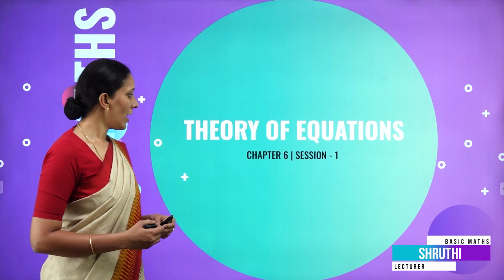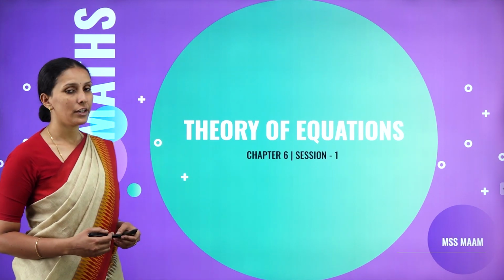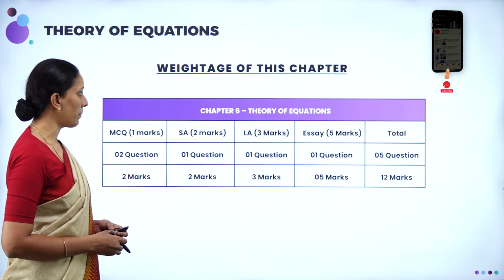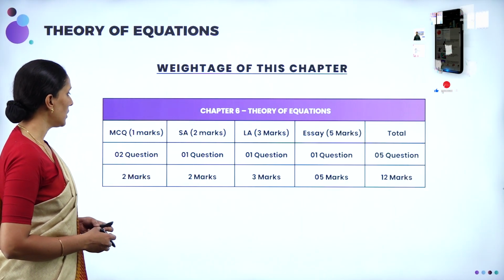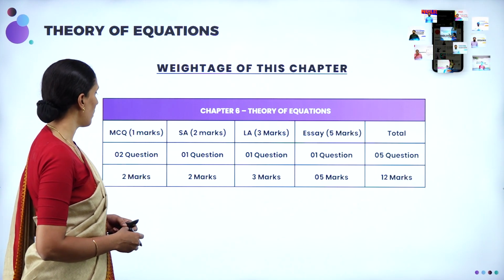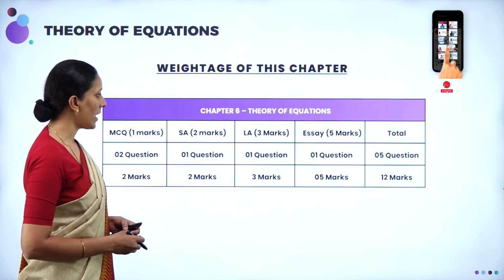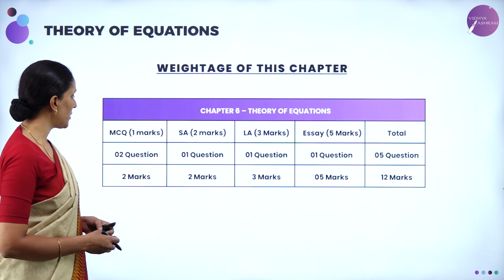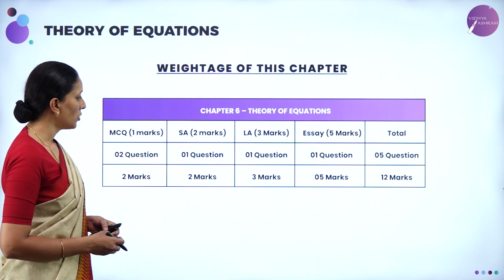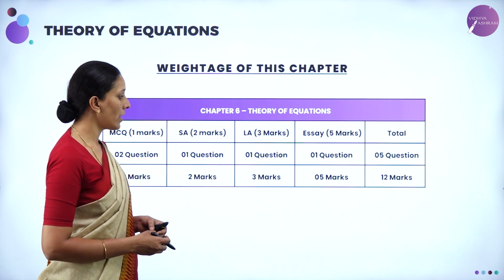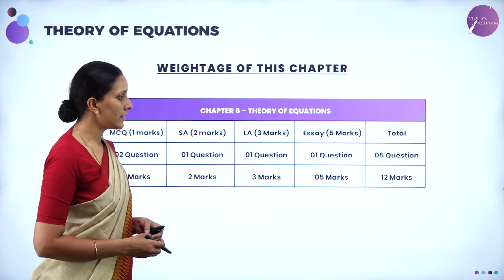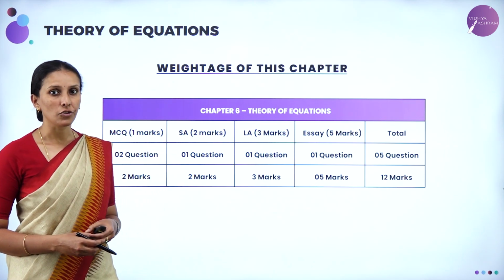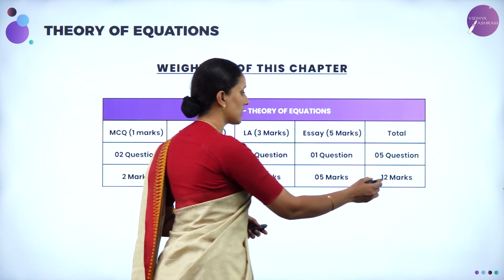So here we are at chapter number 6, theory of the equation. So let us see the weightage of this chapter. From this chapter, there are questions from objective, short answer, long answer and essay 5-mark question. Under MCQ you will be getting 2 questions, short answer 1 question, long answer for 3-mark 1 question, essay 1 question. So in total there will be 5 questions. Overall weightage of this chapter is 12 marks.